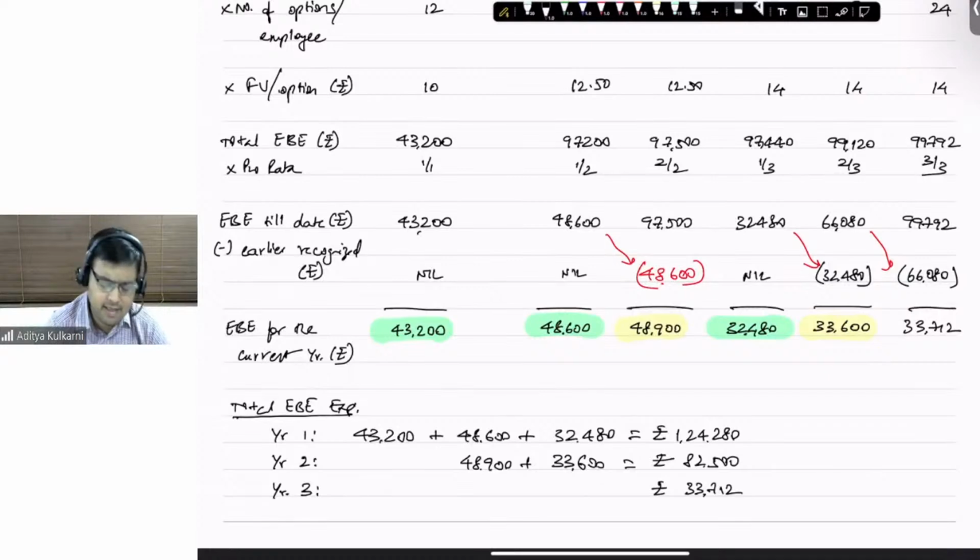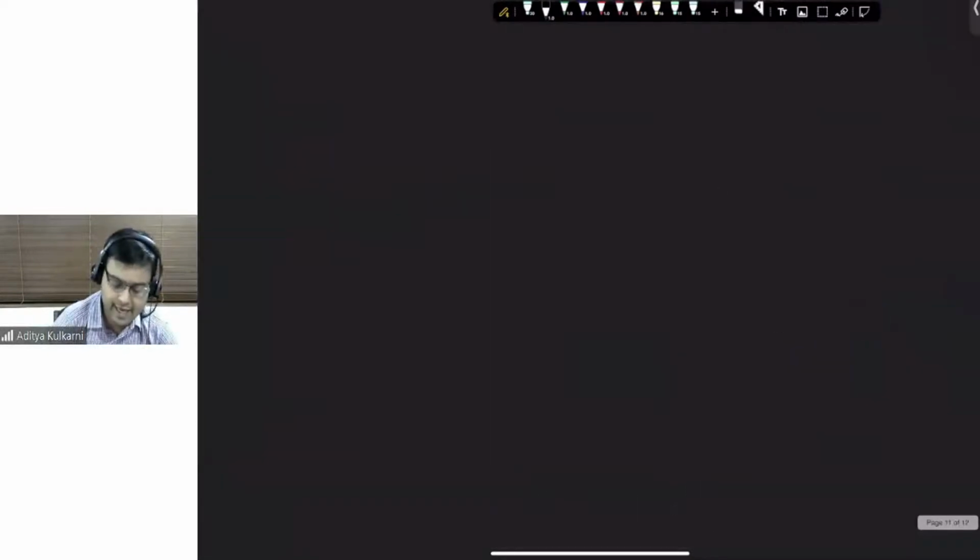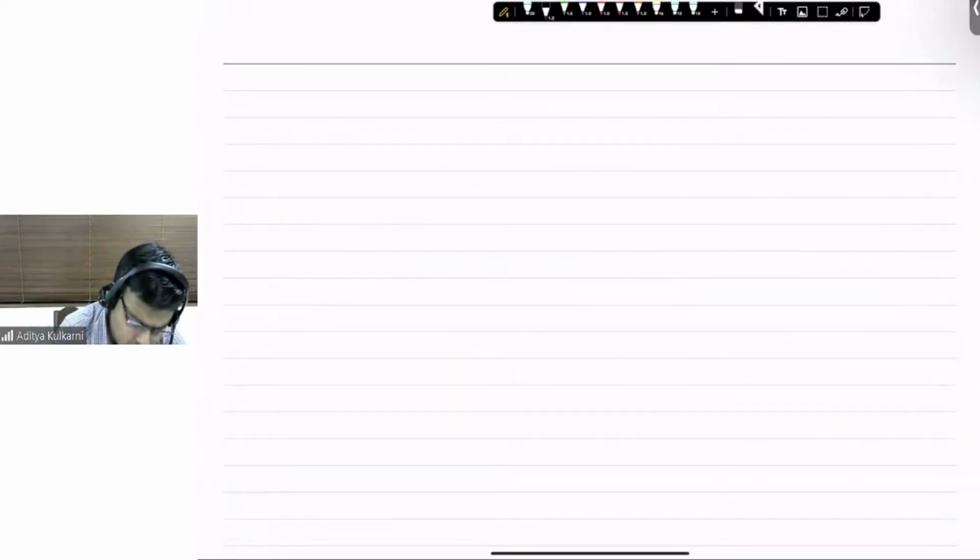Aja, they have told to prepare important ledger accounts. So your important ledger accounts will be employees compensation expense or employee benefit expense account. That is the first account. Simple. Employee benefit expense to share based payment reserve and credit will be by P&L. So over the 3 years it will be 124,280, 82,500 and 33,712. I'll not sit drawing that account. What I want to show you guys is SBP reserve account. Okay, because there is a little bit of, I won't say complication, but it should come in place. Okay, SBP reserve.